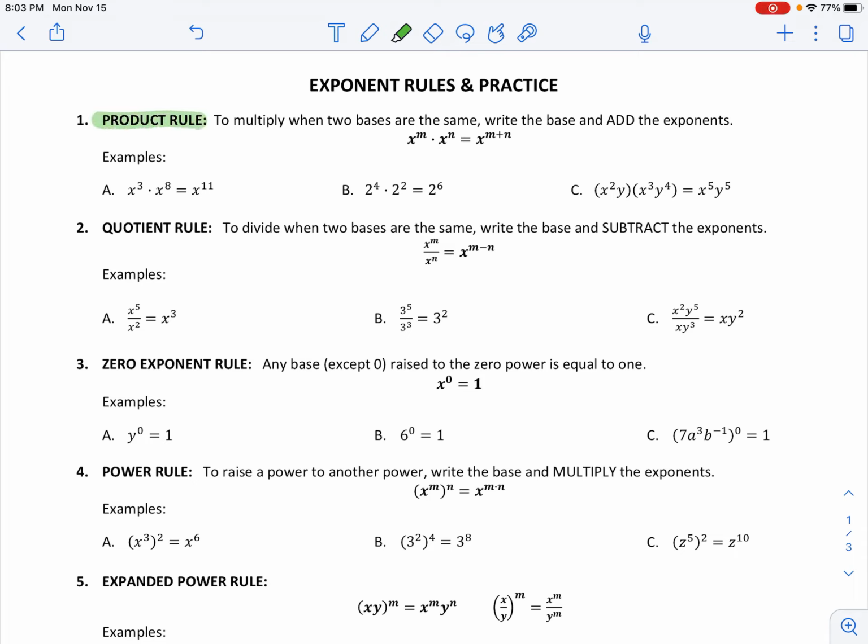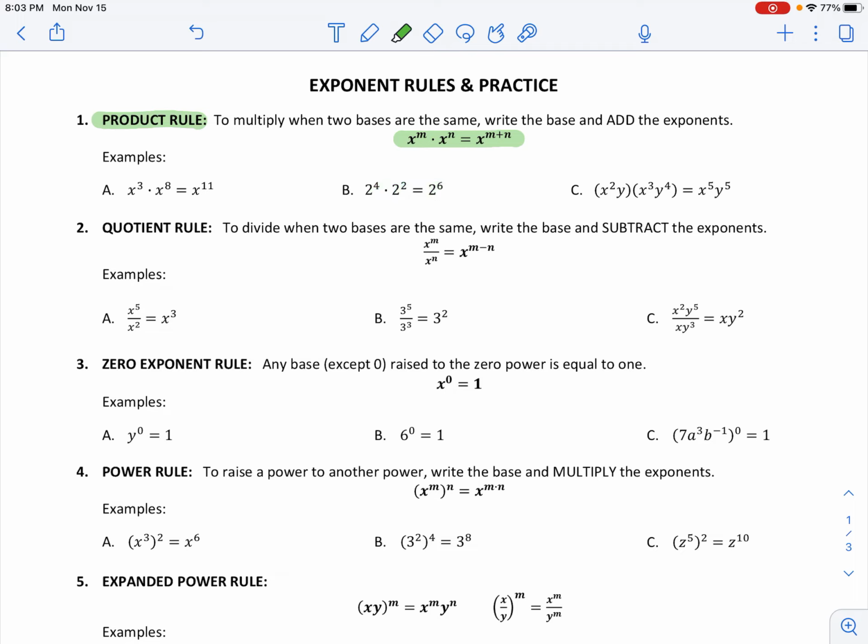The product rule happens when you have like bases, x's, with different exponents. You can add the exponents together when you're multiplying between the bases. So an example of that is right here. X to the third times x to the eighth, you add the 3 and the 8 to get x to the 11th. All right, and then you see same thing happens right here. 2 to the fourth times 2 to the second will be 2 to the sixth because you add the exponents, the base stays the same.